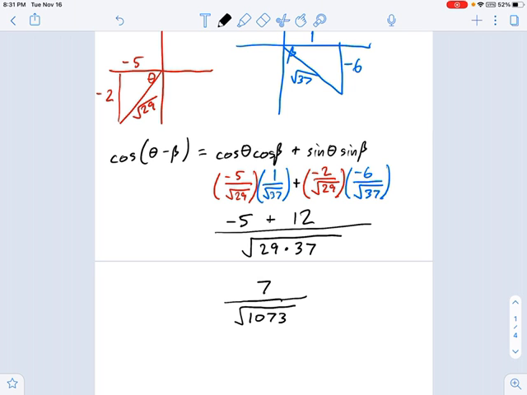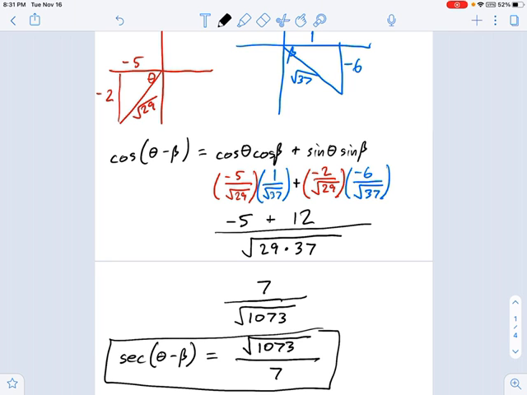So this is cosine of the difference of the angles. That means secant of theta minus beta is just that fraction flipped. So the square root of 1073, all divided by 7. This would be our answer. All right?